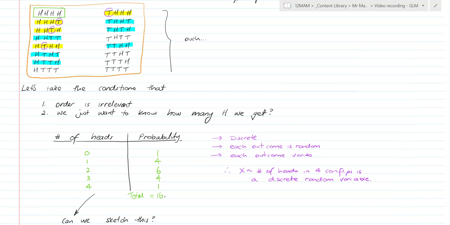Now over here in purple, you can see I've used a couple of symbols. But firstly, yes, we know it's discrete data because I can get 0, 1, 2, 3, or 4 heads.